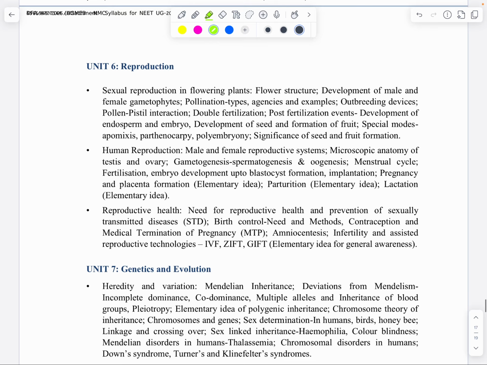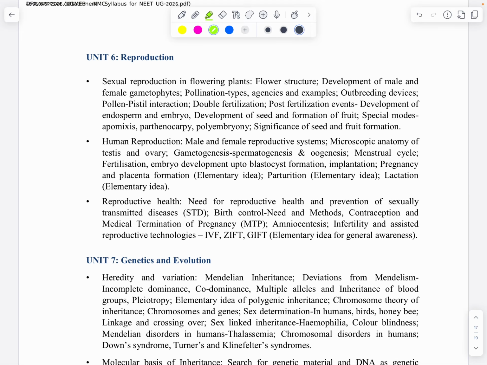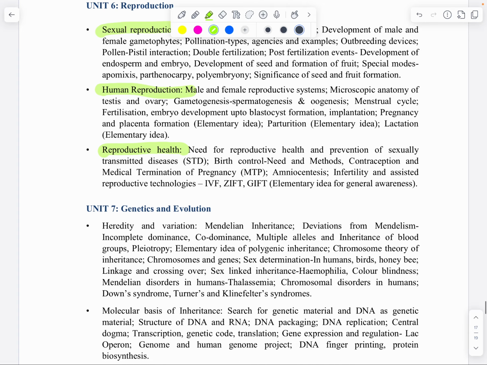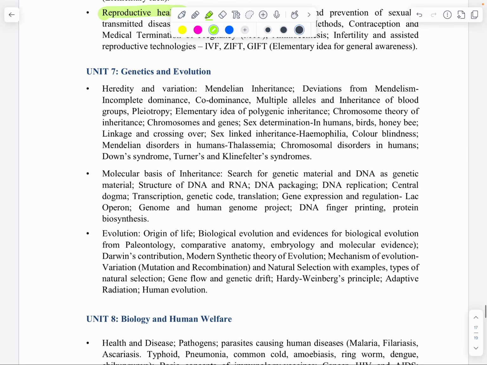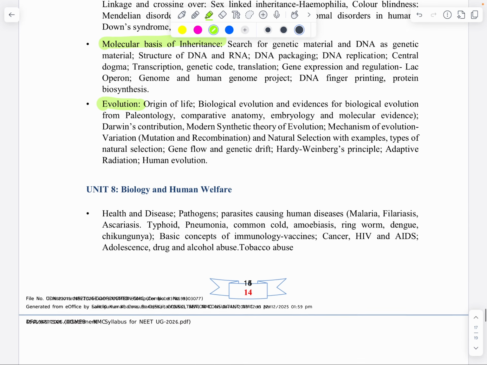So let's come to the 12th part, the class 12th part. The first unit is reproduction. The sexual reproduction in flowering plants is very important. Human reproduction is important, and the reproductive health is also a part of this unit. You need to know all these. The next unit is genetics and evolution. The heredity and variation, molecular basis of inheritance, and the evolution part. All these are very important.